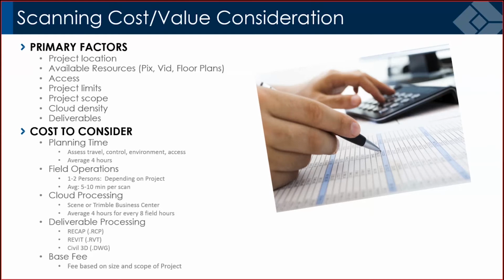Understanding the scope is very important. Just like Andy mentioned before, how much detail do we actually need? Are we going to model this on the back end? That turns into what we want for cloud density. And then, what are our deliverables? Are we simply providing a point cloud file, an AutoCAD file, a 3D model, VR, AR? What's going on next?